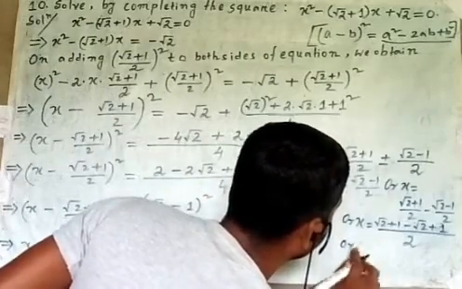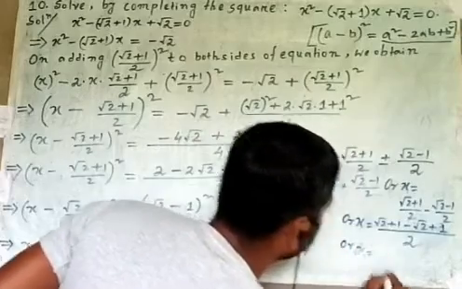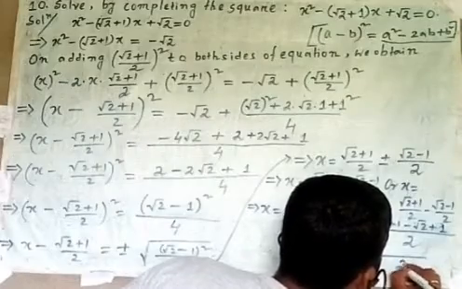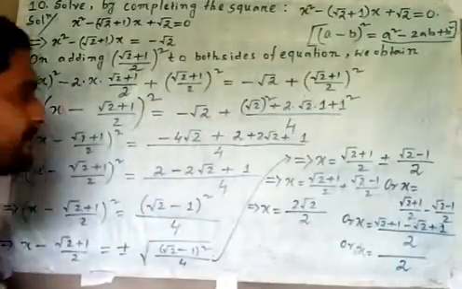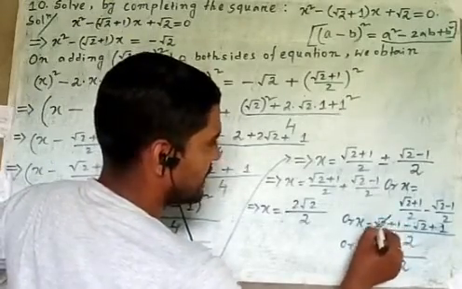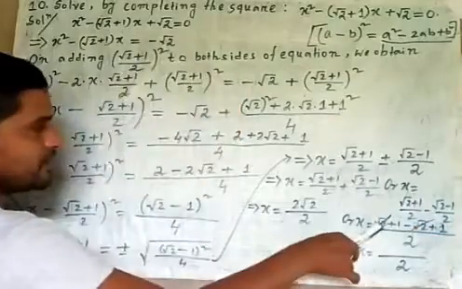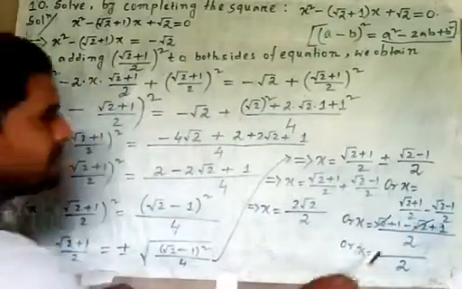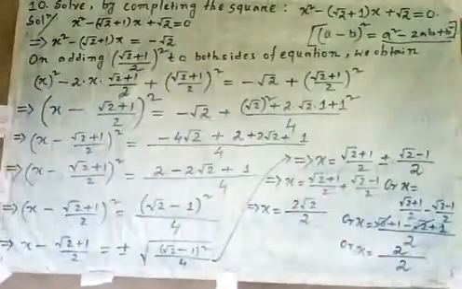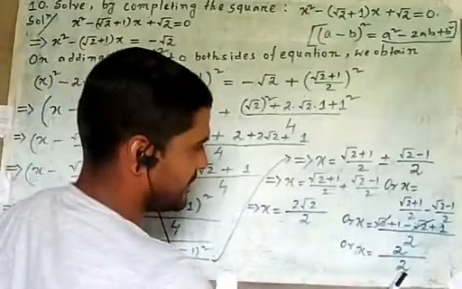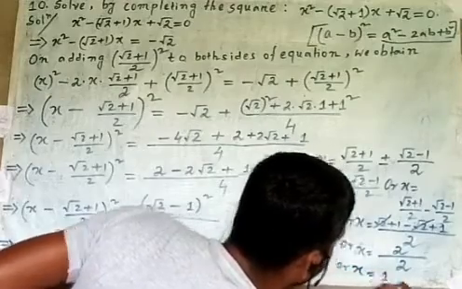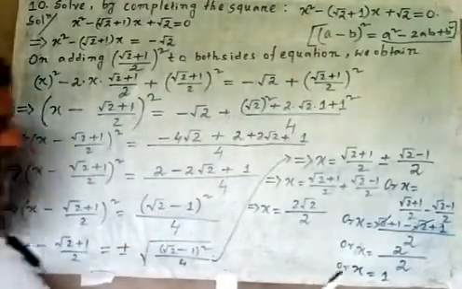Or x equal to 2 is 2. Then what we can see? Plus root 2 and minus root 2 will be cancelled. What remains? Plus 1 plus 1, it means plus 2. So 2 cancels. What remains? 1, or x equal to 1. So x equal to 1.